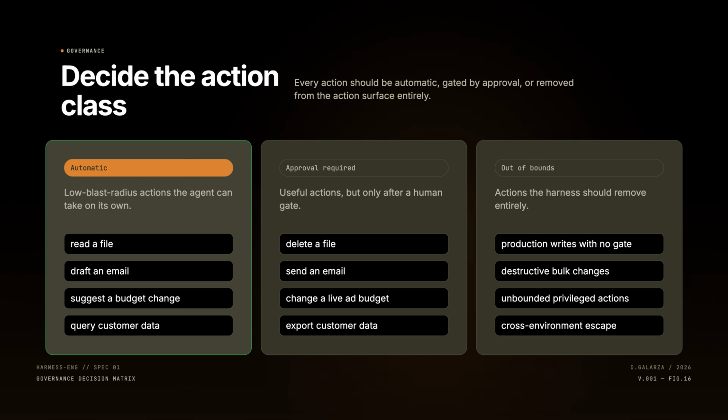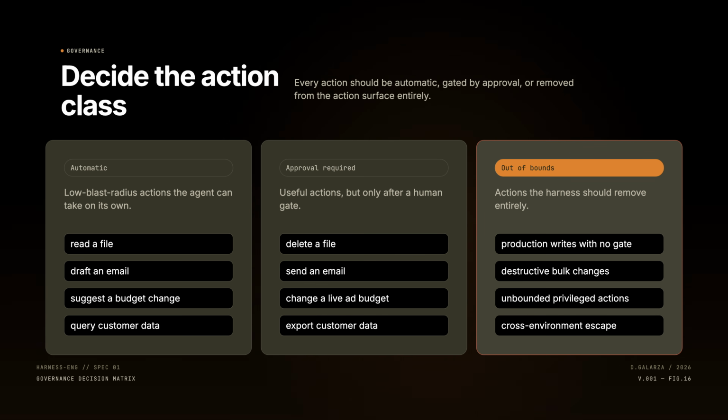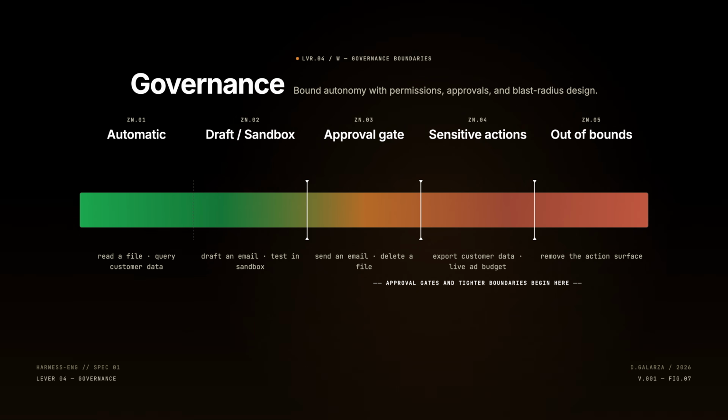Reading a file is different from deleting a file. Drafting an email is different from sending an email. Suggesting a budget change is different from changing a live ad budget. Querying customer data is different from exporting it. Governance shows up as permissions, approval gates, sandboxing, audit logs, rate limits, environment boundaries, and blast radius design.